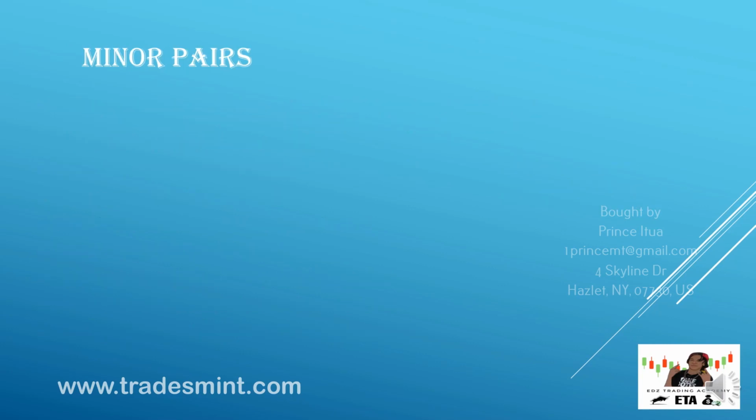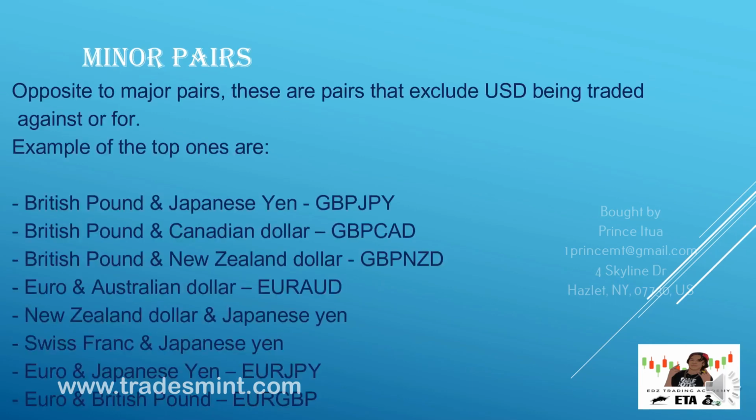Okay, so now I expect you to have a good understanding of what the major pairs are: pairs that include the US dollar. Now minor pairs are going to be vice versa, the opposite. Minor pairs are pairs that exclude the US dollar. These pairs do not have US dollar, you're not trading for or against it.